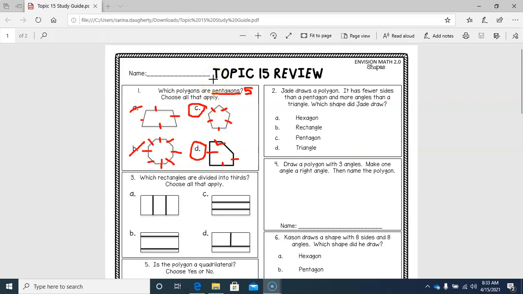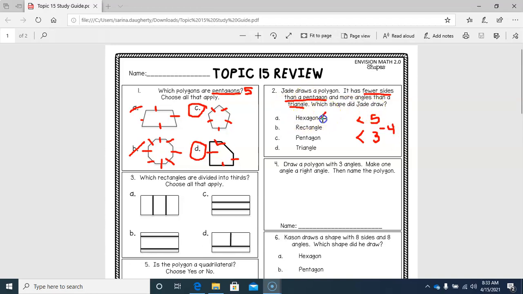All right, number 2, Jade draws a polygon. It has fewer sides than a pentagon, so I'm going to underline that just so I don't forget. Fewer sides than a pentagon, so it's less than 5. And it has more angles than a triangle, so it's greater than 3. So the number has to be between 3 and 5. So what number would that be? It would be 4. All right, which shape did Jade draw?